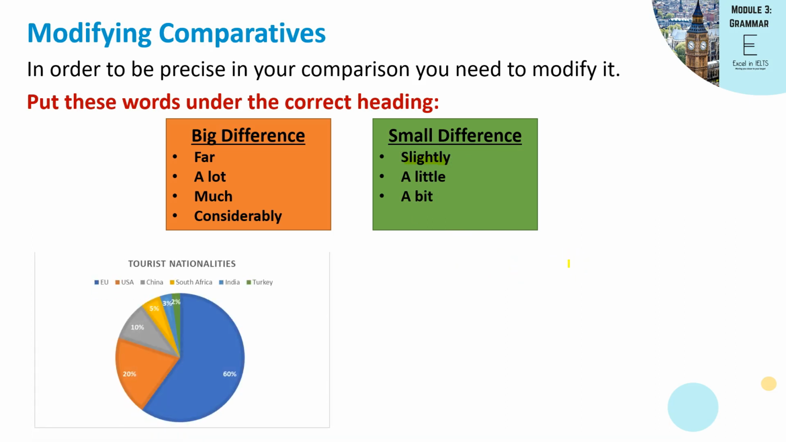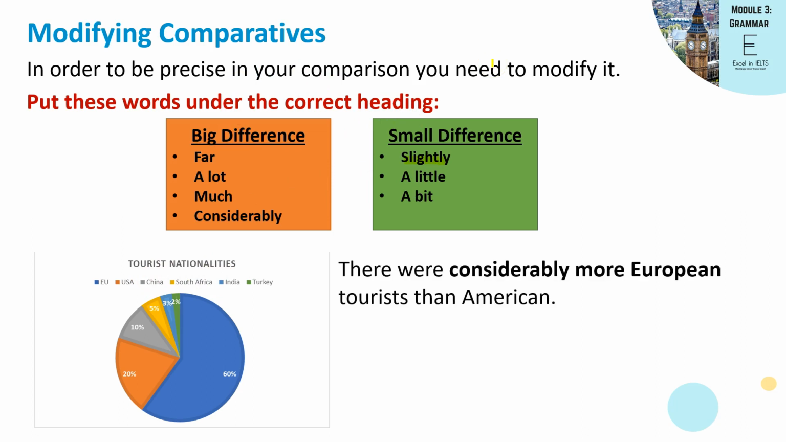If you look at this chart, which is the pie chart about tourist nationalities, I want you to write a few sentences where you're comparing the nationalities to each other and modify. So let's have a look at what I wrote. There were considerably more European tourists than American. So as you can see, there were 60% European tourists and 20% American. And that's a huge difference. So I decided to use considerably. You can use any other one in this list as well.